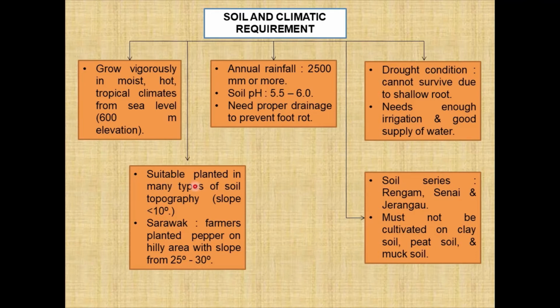Pepper is suitable to be planted in many types of soil topography, including slopes of less than 10 degrees. In Sarawak, the farmers plant pepper on hilly areas with slopes from 25 to 30 degrees. The suitable soil series are Rengam, Senai, and Jerangau. Pepper must not be cultivated on clay soil, peat soil, and marsh soil because they have a higher water holding capacity.